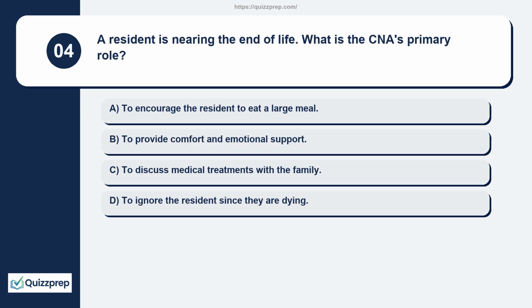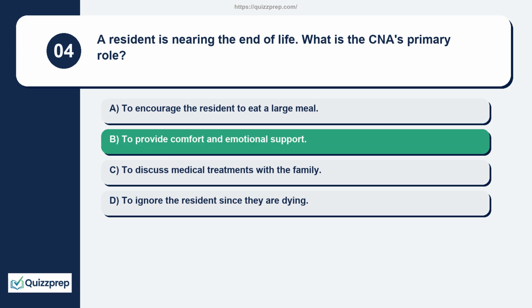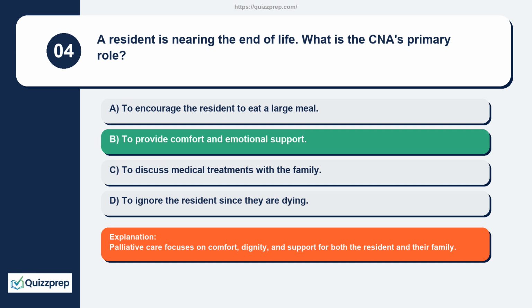Question 4. A resident is nearing the end of life. What is the CNA's primary role? To encourage the resident to eat a large meal. To provide comfort and emotional support. To discuss medical treatments with the family. To ignore the resident since they are dying. Palliative care focuses on comfort, dignity, and support for both the resident and their family.